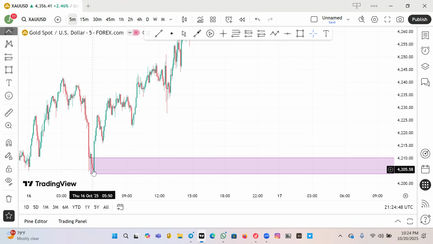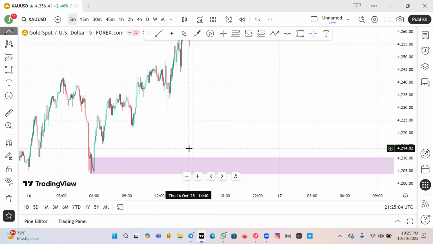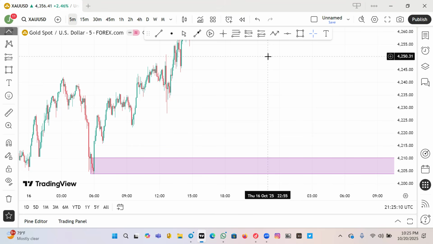So if the impulsive move is bullish, your order block is the last red candle before they push to the upside for an uptrend, while for a downtrend, it is the last immediate green candle.